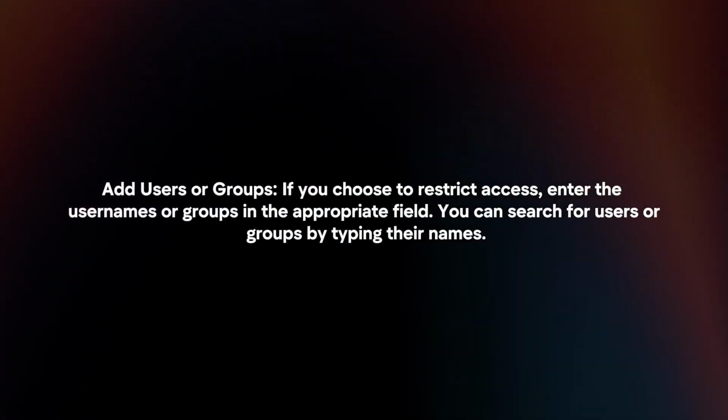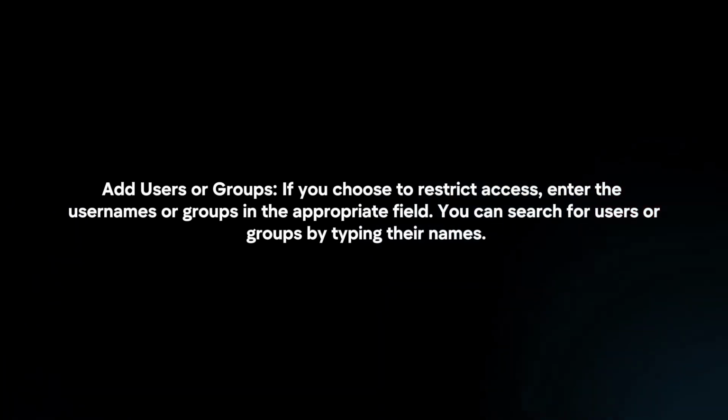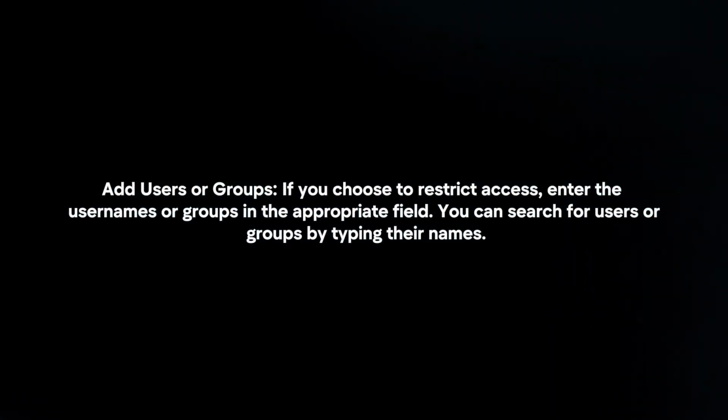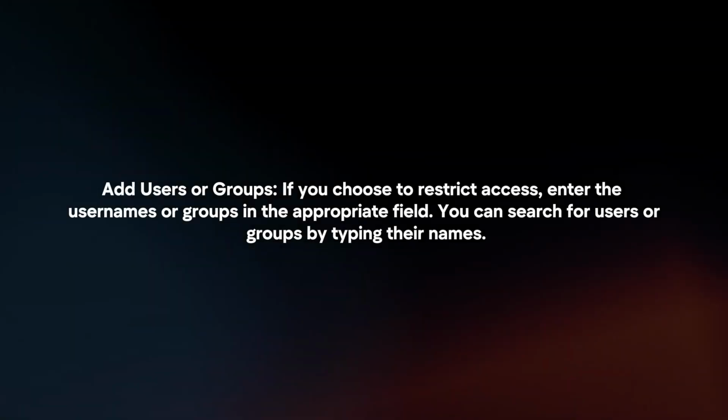Add users or groups. If you choose to restrict access, enter the usernames or groups in the appropriate field. You can search for users or groups by typing their names. Save changes. Once you have configured the desired access levels, click Apply or Done to save your changes.